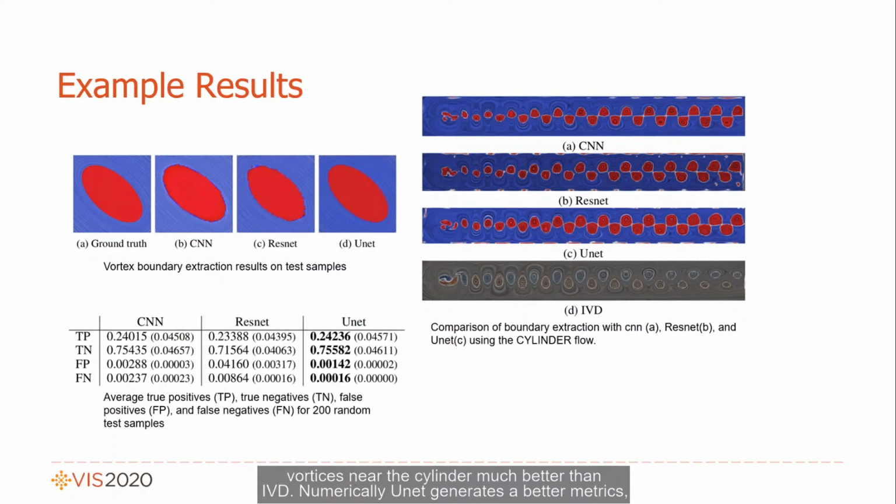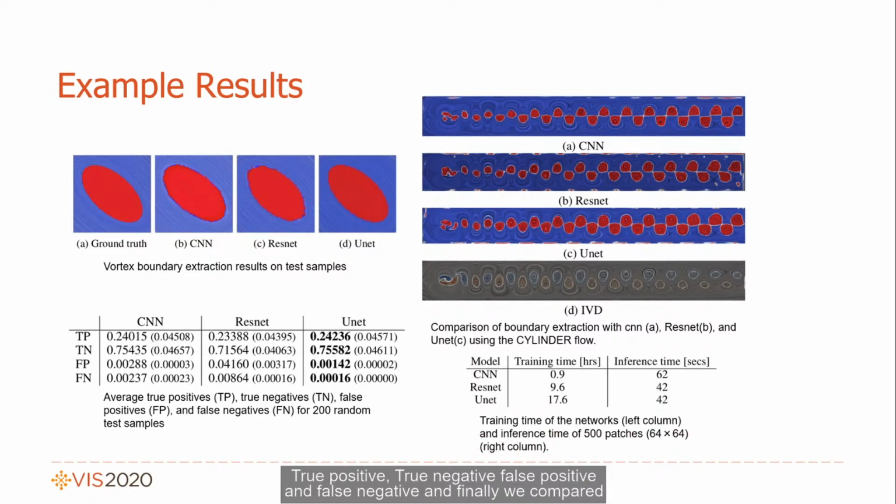Numerically, UNet also generated a better confusion matrix in true positives, true negatives, false positives, and false negatives in comparison to the other network architectures. And finally, we compare the timing of these three network architectures. We can see that UNet, although its training time is double that of ResNet, can still have the same inference time, which is good.